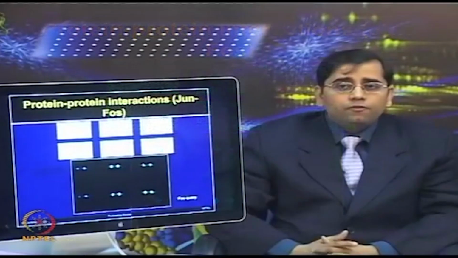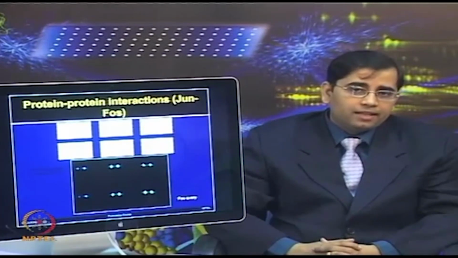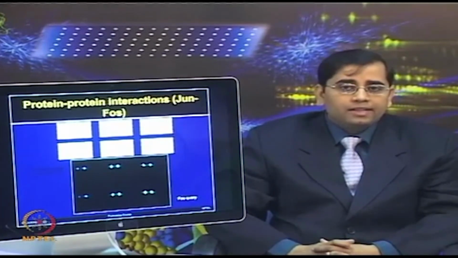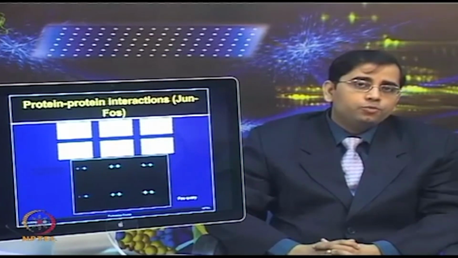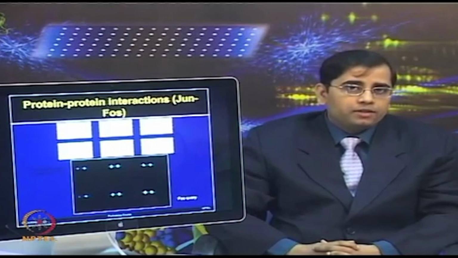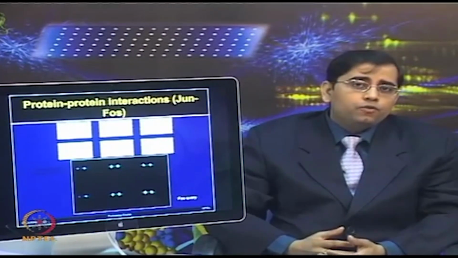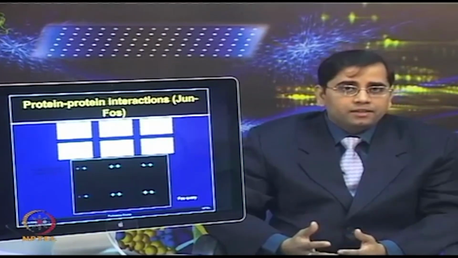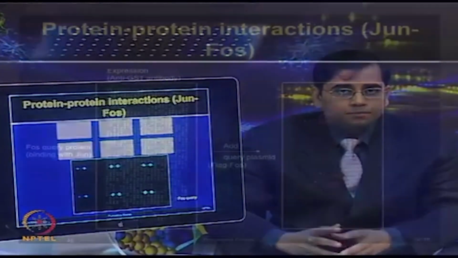Now, if we want to study the Jun and Fos protein interaction, and if we use Fos as a query protein, the Fos query protein will bind with the Jun spot, and therefore, 2 spots are lighting up as you can see in the slide. So, in all the 6 blocks, there are duplicates of Jun proteins which are interacting with the Fos protein. So, Jun Fos interaction can be studied by using this system.